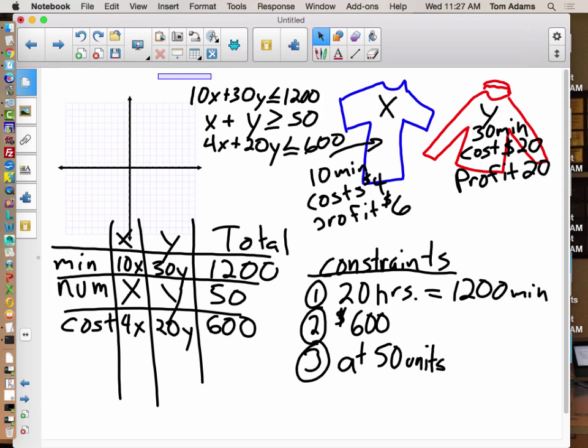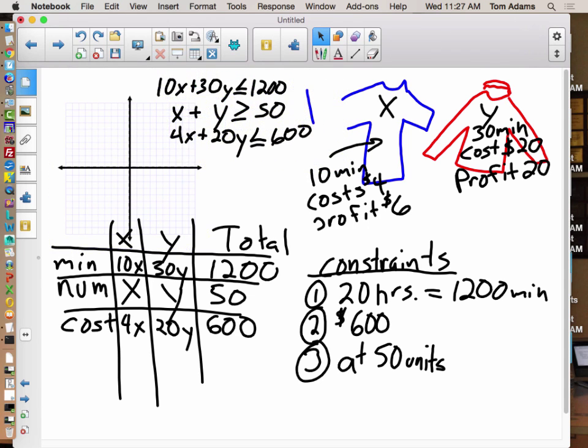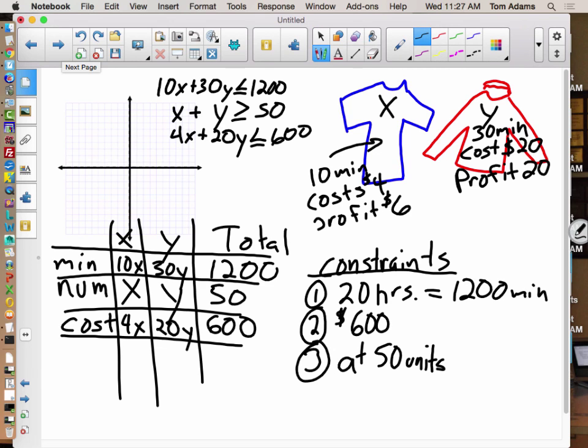All right. So now, we're almost there. Oh, lost part of the shirt. All right. So now, last thing I got to talk about, profit. I want to make some money. How much do I want to make per t-shirt? 6. 6 times x. How much do I want to make per sweatshirt? 20. 20 times y.